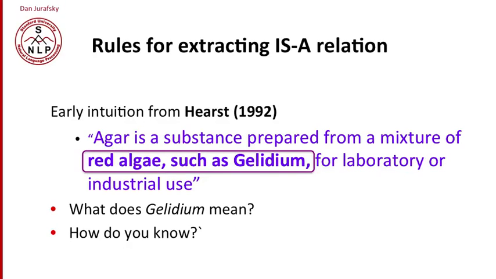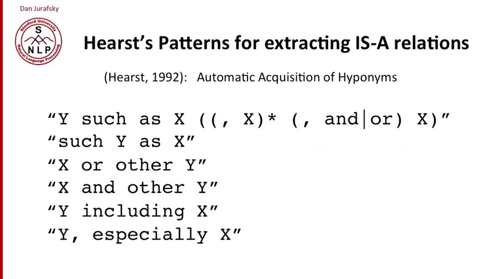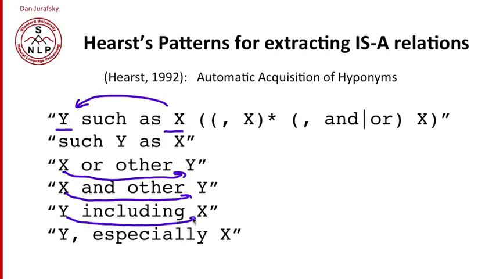And this intuition from an early paper by Marti Hearst suggested that there are in fact a lot of patterns that can be used to suggest that two entities are in this ISA or hyponym relation. So for example, if I saw red algae such as gelidium, that tells us that gelidium is a kind of red algae. So X is a kind of Y. I might see other patterns like gelidium or other red algae, or gelidium and other red algae, or red algae including gelidium. In each case, I have a textual pattern holding between two entities. That's a strong cue that what I have here is a particular relation between the two entities.